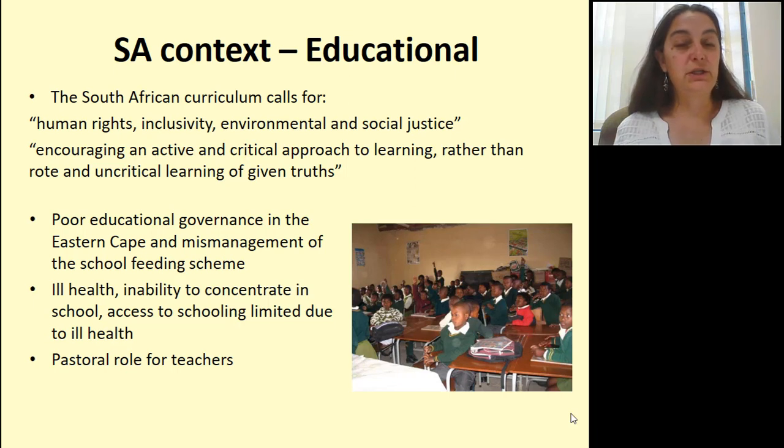Similarly, we find contradictions in the educational context. Our curriculum calls for a focus on human rights, inclusivity, environmental and social justice. And it also calls for encouraging an active and critical approach to learning rather than a rote and uncritical learning of given truths. However, in the Eastern Cape, we experience poor educational governance and mismanagement of the school feeding scheme that has been instigated in order to try and deal with the problems of poor nutrition in schools.